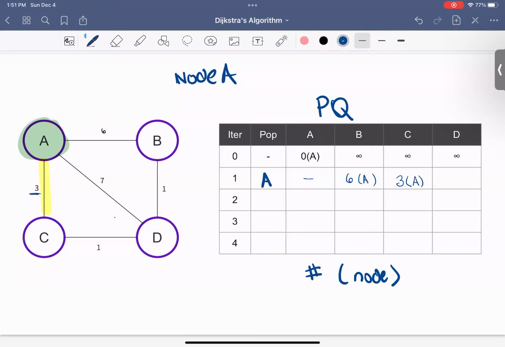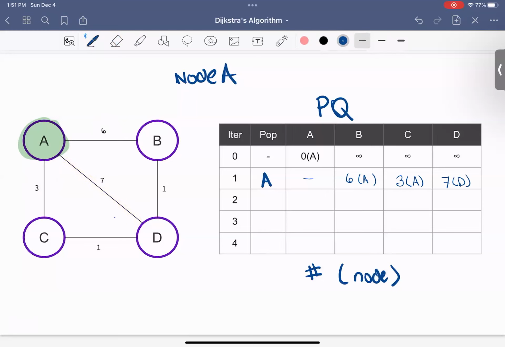Okay, wonderful. Now we're going to do the exact same thing with D. Nothing new here. The predecessor is A. It takes a path of 7. 7 is certainly less than infinity, so we're just going to write that down.